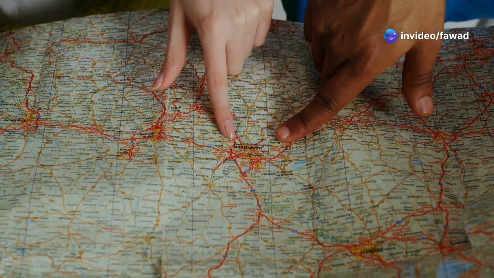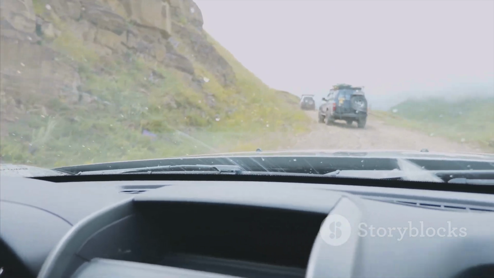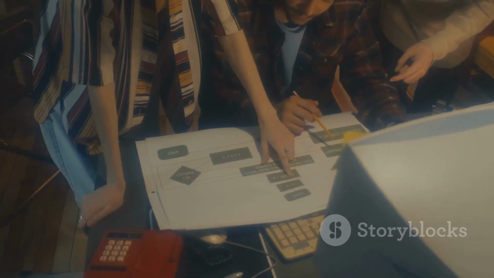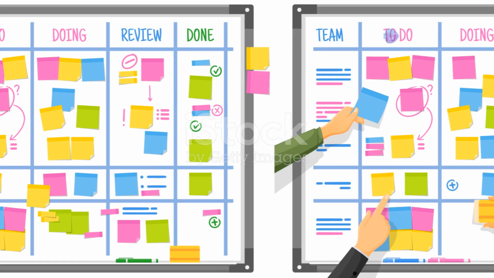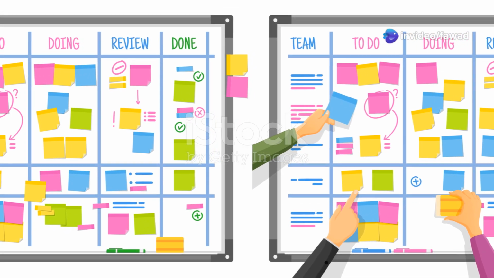Remember how we talked about the PDLC being like a roadmap? Well, sometimes the best road trips involve detours and scenic routes. That's where iterative development comes in. Instead of completing the entire PDLC in one go, we break it down into smaller cycles.